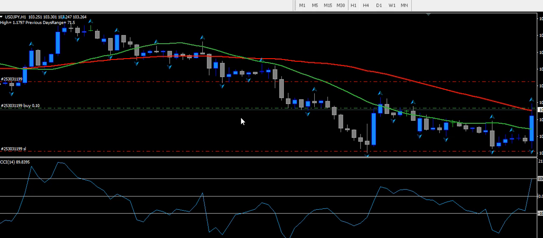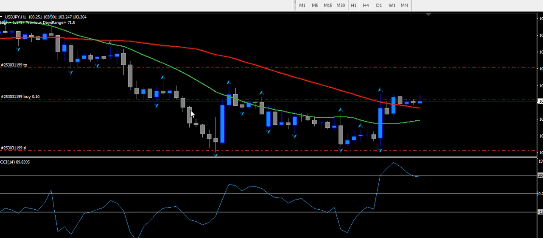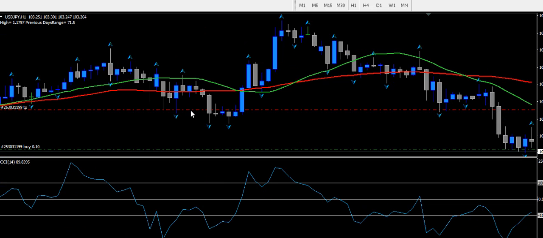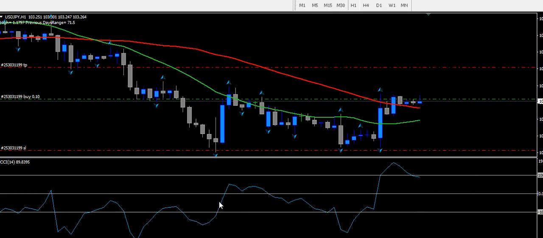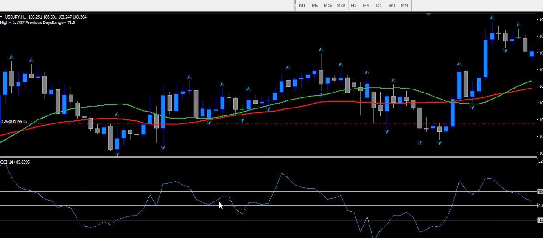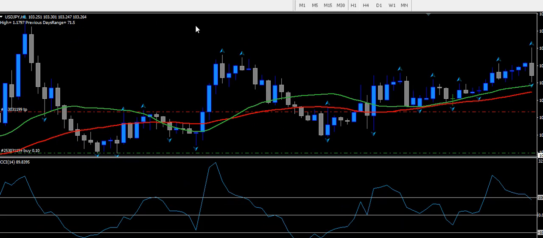Another important thing: if you use moving averages with CCI, that's going to give you the best result. I'm using two moving averages in my main chart, and using all the CCI levels to take positions in my trades.